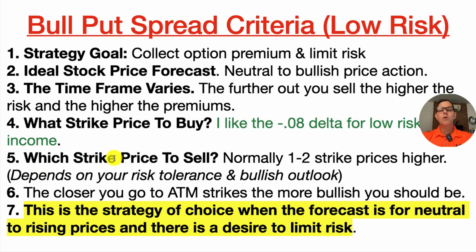Number 5, what strike price to sell. Normally, we want to go 1 to 2 strike prices higher, and this depends on your risk tolerance and your bullish outlook. Number 6, the closer you go to at the money strikes, the more bullish you should be. And number 7, this is the strategy of choice when the forecast is for neutral to rising prices and there is a desire to limit your risk.